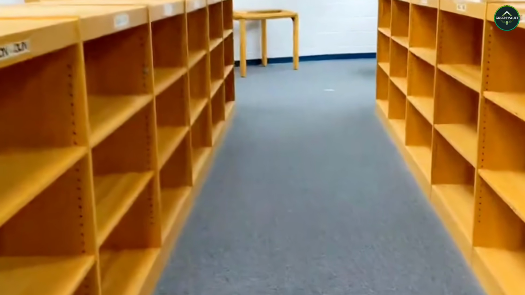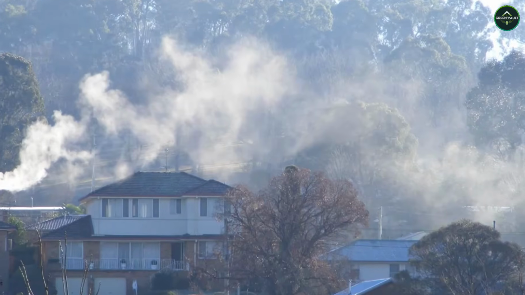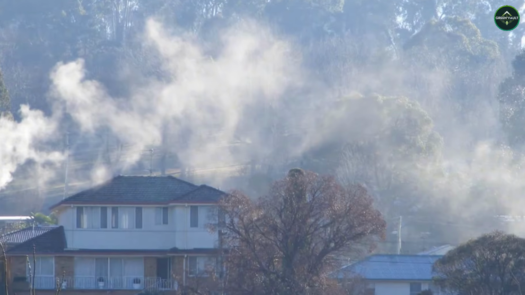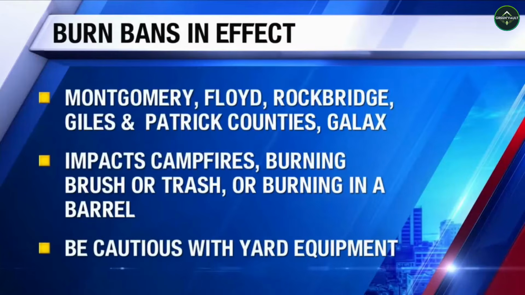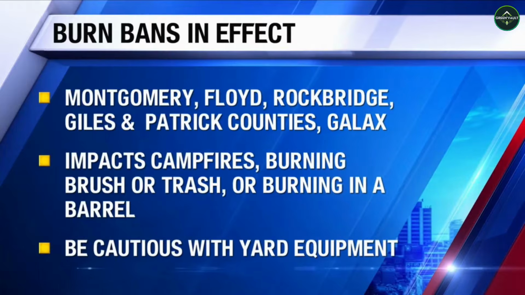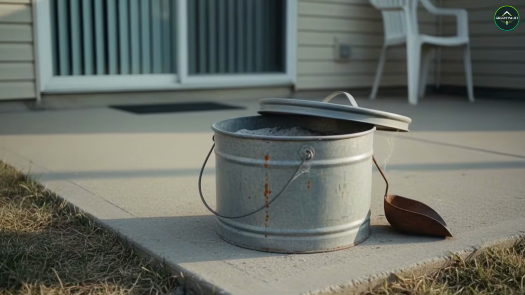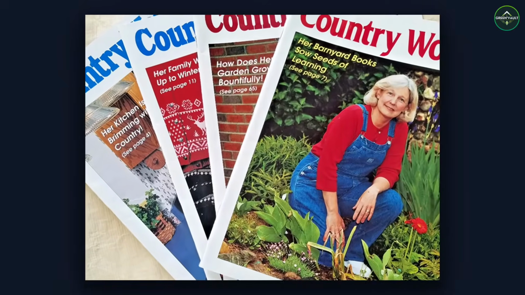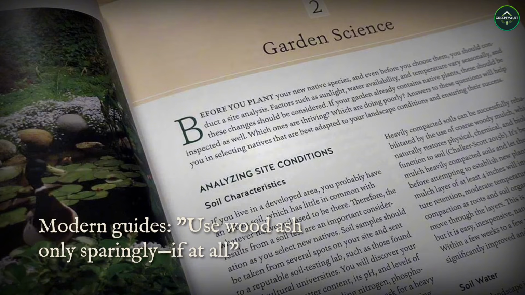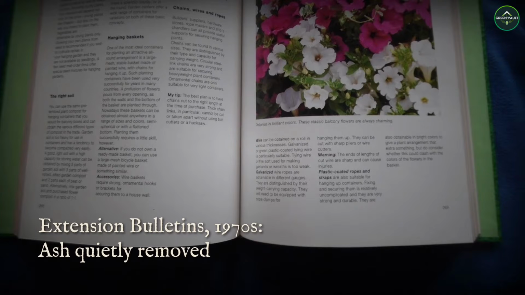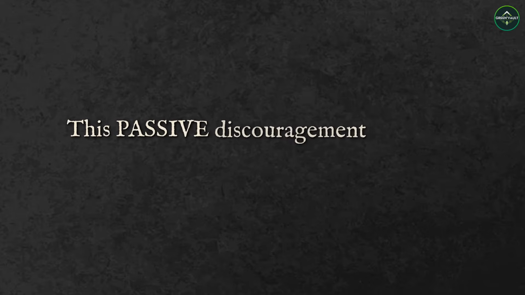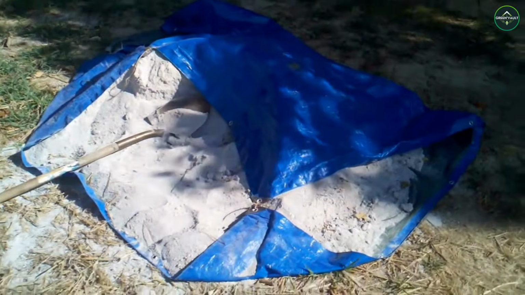Not condemned, simply absent. In the 1980s and the 1990s, EPA regulations on wood smoke targeted air quality in suburban areas. The rules indirectly discouraged wood burning and reduced ash availability further. Fewer people burned wood. Fewer people had ash. Fewer guides mentioned it. Contemporary gardening books use careful language, saying it can be used sparingly if available, or that it is not recommended for most gardeners. This passive discouragement does not ban the practice, but it gently steers gardeners away from it.